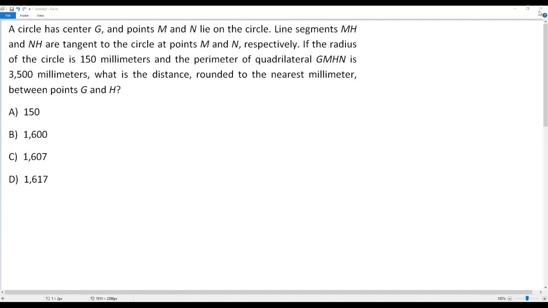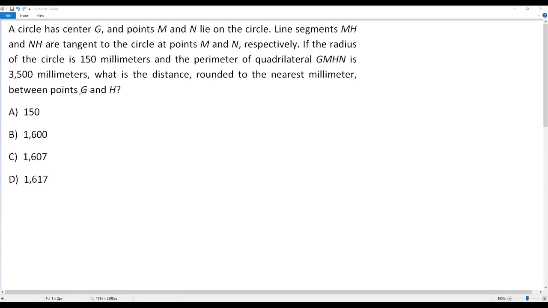Here we have a SAT math problem. Okay, let's go to the question. A circle with center G, and points M and N lie on the circle. Line segments MH and NH are tangent to the circle at points M and N respectively. If the radius of the circle is 150 millimeters and the perimeter of quadrilateral GMHN is 3500 millimeters, what is the distance, rounded to the nearest millimeter, between points G and H?